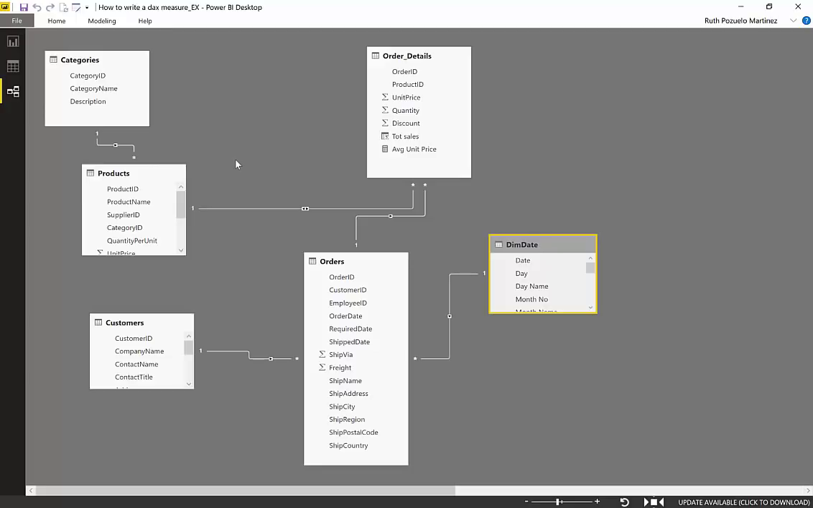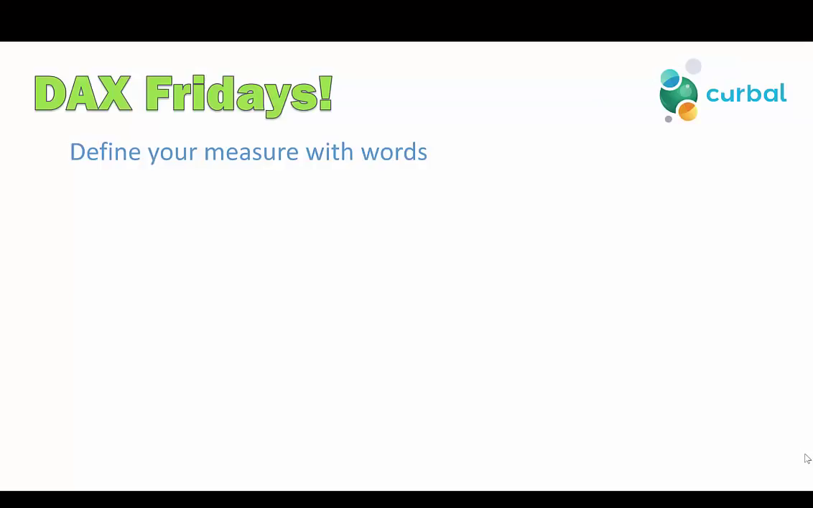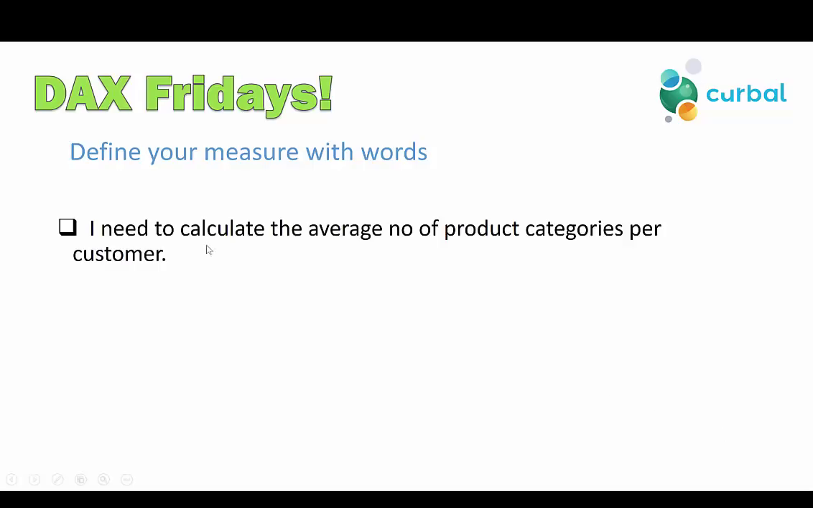Let's go through it. For me, the best way to create a measure is to define it with words. So try to translate what the customer or your product manager or whoever gave you the task into words, and then try to find, okay, what actions do I need to take? So if we look at what they ask us to do, they say that they would like to have the average of product categories per customer.